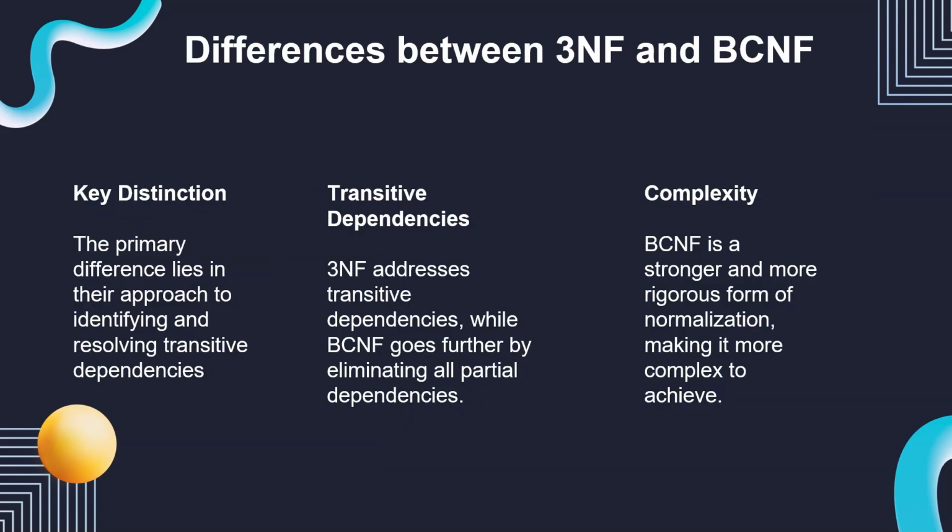Differences between 3NF and BCNF. Key distinction. The primary difference lies in their approach to identifying and resolving transitive dependencies. Transitive dependencies. 3NF addresses transitive dependencies while BCNF goes further by eliminating all partial dependencies. Complexity. BCNF is a stronger and more rigorous form of normalization, making it more complex to achieve.